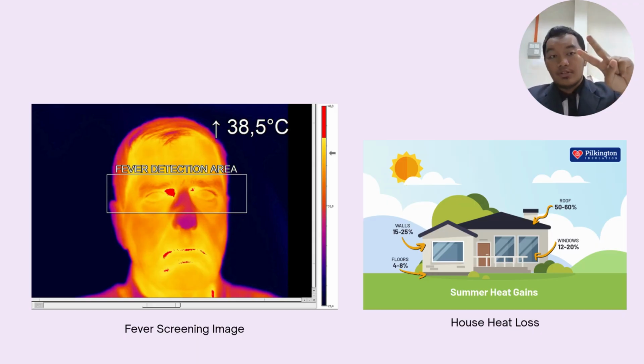Here are two images related to thermography. On my right side, the picture shows house heat loss. It explains how heat enters the house and how heat exits the house. There are certain percentages based on the material and the position of the house. On my left side, the picture shows a fever screening image. It is used to detect temperature on a human.